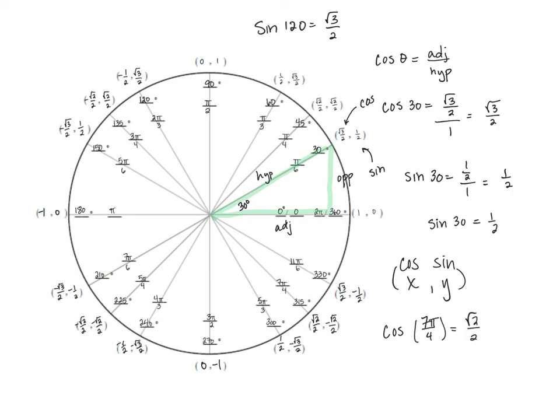So that is our completed unit circle. Next time we're going to be working with graphing sine and cosine graphs. So that is it for 6-2.